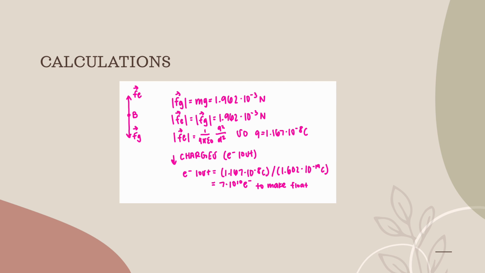And then from there, we were able to draw out our force body diagram and do some calculations. So we used the mass times gravity to find the gravitational force, and then from there found the electric force. And then from there, we were able to use Coulomb's law to find Q and then calculate the number of electrons lost.